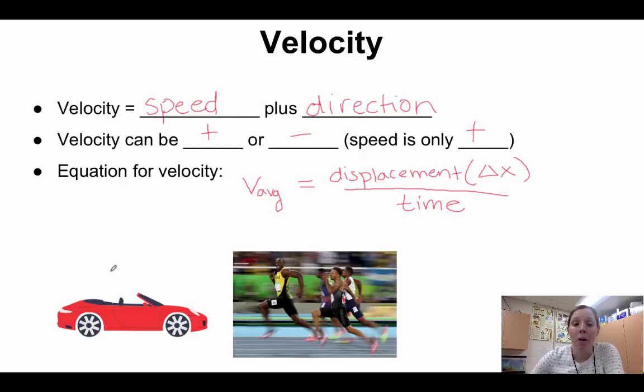And so, for example, this car's velocity could be something like 45 miles per hour, and it's going east. It's going this way. So it has speed, but it also has direction. Whereas Usain Bolt's speed as he runs down the track could be 10 meters per second, and because he's headed this way, which remember in physics is considered the negative direction, I could put a little negative in front of it for negative 10 meters per second.